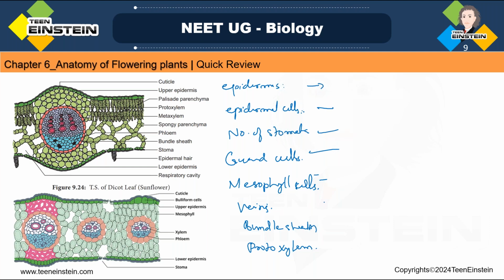Next comes the mesophyll cells. Mesophyll cells are differentiated into palisade and spongy tissue. Here you can see the palisade parenchyma and spongy parenchyma in which one? In dicot. And there is no such palisade parenchyma and spongy parenchyma differentiation in the monocot leaf. You cannot see such differentiation. Okay. Next about veins. The veins will run in different directions in which one? In dicot leaf. That means reticulate venation in dicot. But in the case of monocot, you can see the parallel venation.